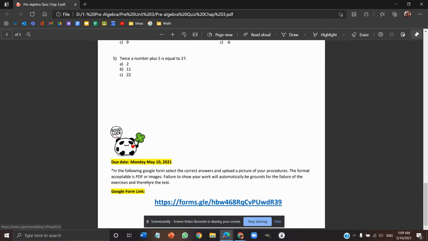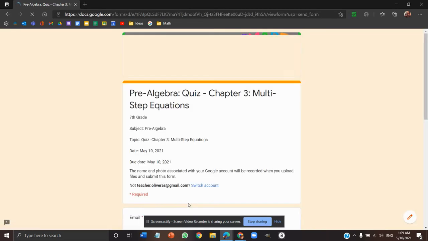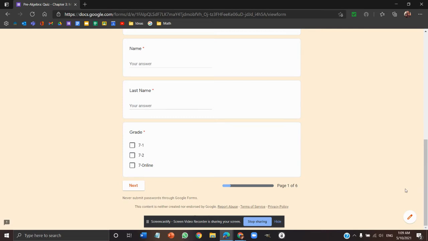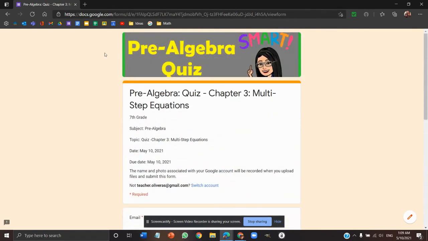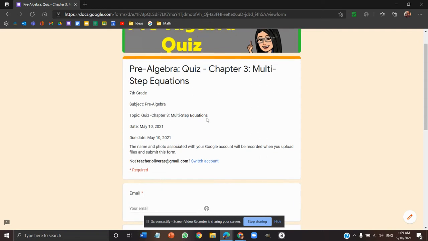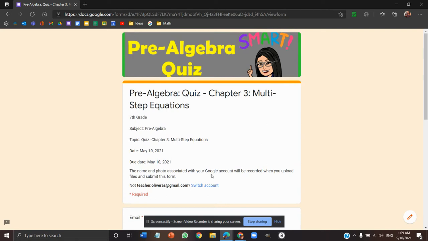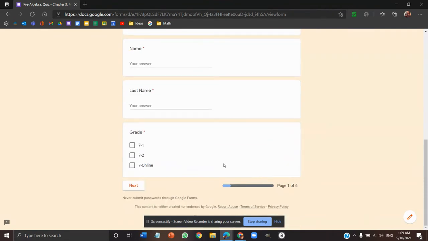And of course, you have a hyperlink that you can just click, and it will take you directly to your Google form. And this is, of course, for chapter 3, multi-step equations. Again, this is for May 10. The due date is May 10. And again, the photos, if you have any photos that you're going to upload, please do it on the Google form. I would greatly appreciate that.